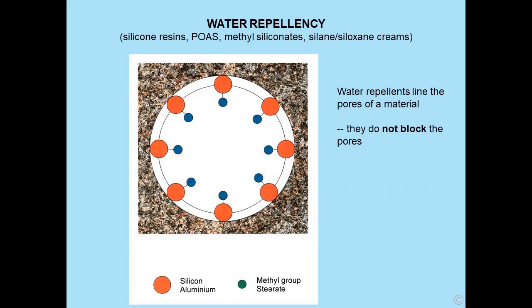How does water repellency work? This goes for silicon resins, POAS, methyl siliconates once cured, silane, siloxane creams. Basically, water repellents line the pores of a material. They do not block the pores. Usually in the case of the silicon and aluminium based materials, the silicon is bonded with the aluminium is bonded to the surface of the pore, and the methyl groups, the stearate groups, stick out within the pore, and these form the water repellent surfaces.